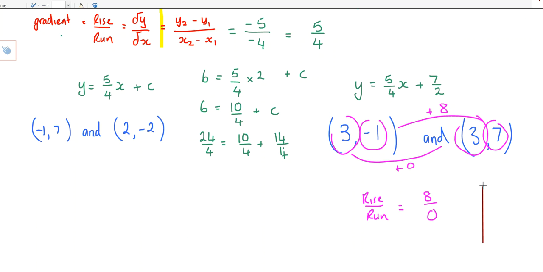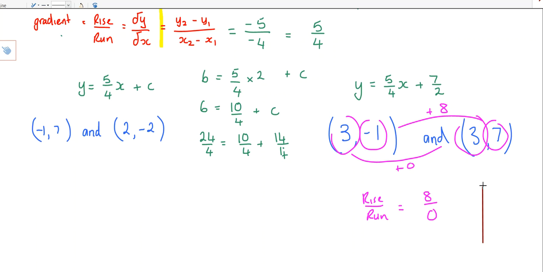So now, here's the problem. If the gradient is 8 over 0, what's one thing we already know we can't do? Divide by 0. So therefore my gradient is what we would call undefined because it's a vertical line. Therefore the equation of this line cannot be y equals gradient x plus c because there's no gradient.